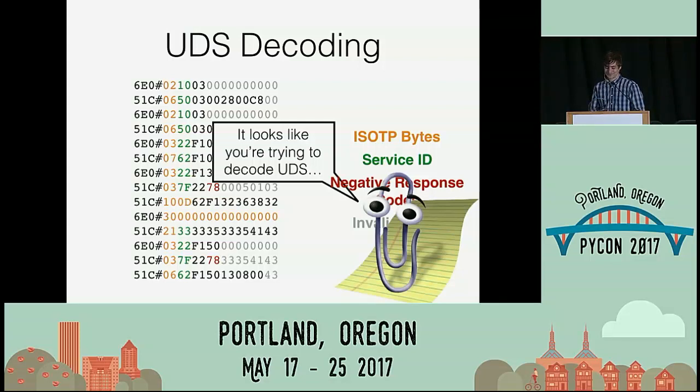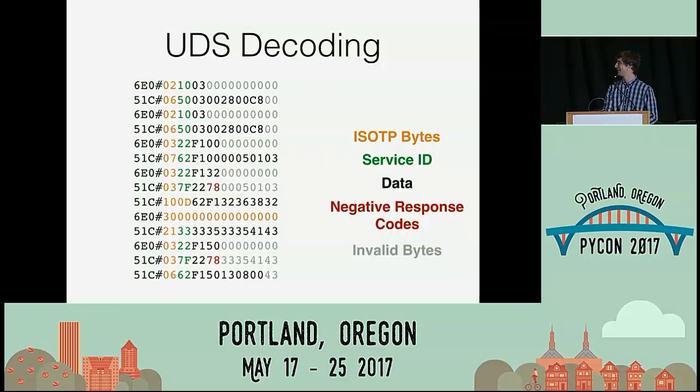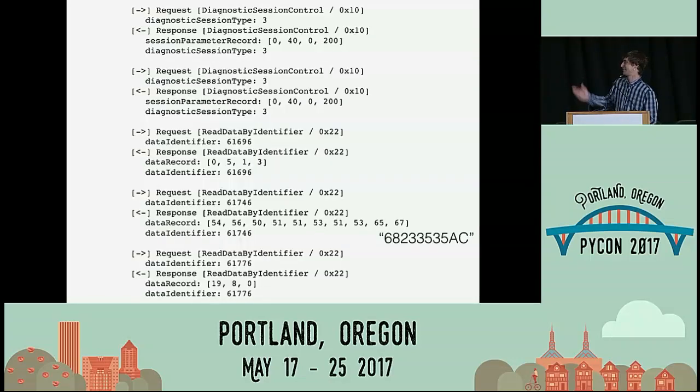And so this is currently an example, and I want to roll it out into a full tool. It takes literally that data and turns it into this, which is way more readable. You know, okay, I'm doing diagnostic session control with session type 3 and this parameter record, and then I'm doing it again because that's what this tool did.